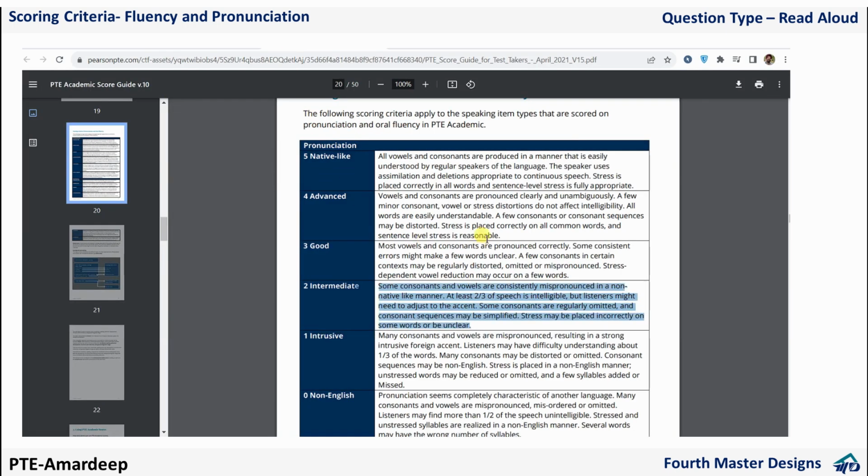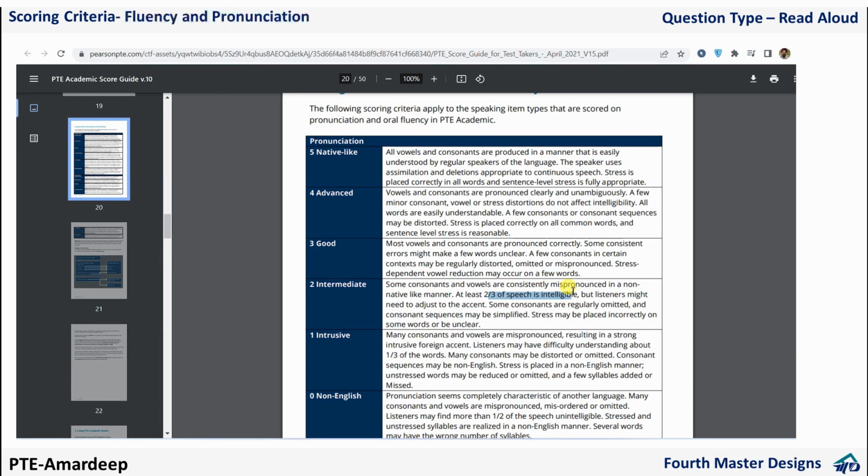No. And here, what's the criteria? At least two-thirds of the speech should be good. So I did not read even 66% of the words. I did not read even two-thirds of my text. How will I get three?